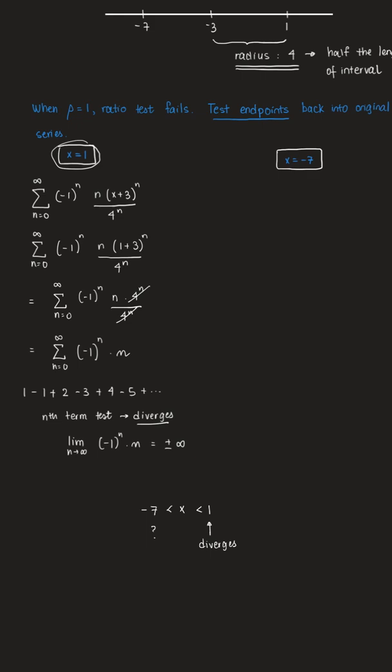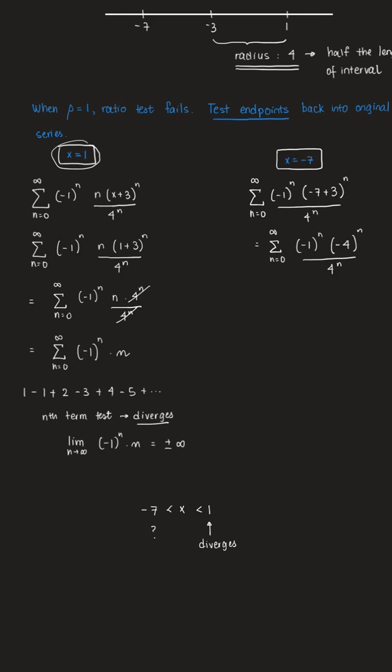When x is negative 7, I'm going to plug in negative 7 in place of x into our original series. We still have the alternating part. Then we've got (negative 7 plus 3) to the n over 4 to the n, which we can simplify. So we have the sum from n equals 0 to infinity, negative 1 to the n, negative 7 plus 3 is negative 4, to the n, over 4 to the n.